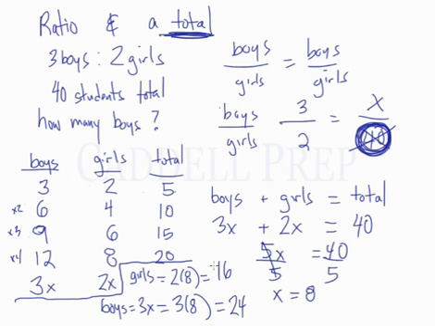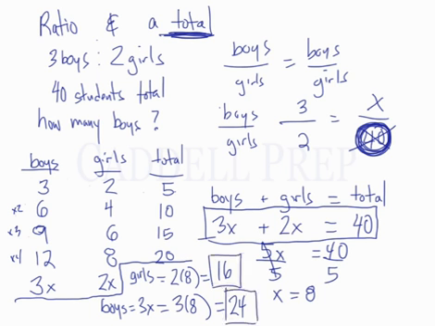Okay, and this makes sense because 16 plus 24 is 40. The total has to be 40. And these are, in fact, in a ratio of 3 to 2. So when I give you a ratio and a total, you're going to have to make some type of equation like this to solve for what number we have to multiply each term in a ratio by, and then actually multiply those numbers by that factor to find out how many there are of each. So 16 girls, 24 boys. In this case, 24 is the answer, of course, because the question asked how many boys.